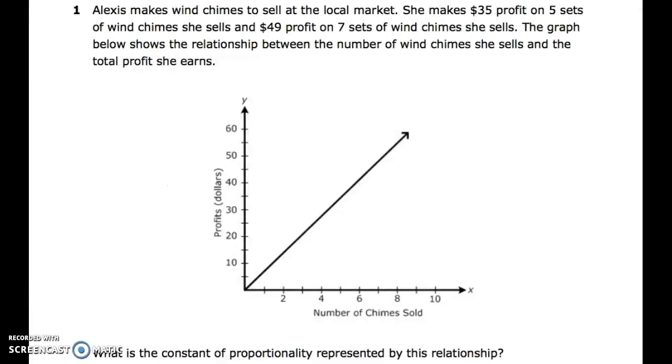Number 1. Alexis makes wind chimes to sell at the local market. She makes $35 profit on 5 sets of wind chimes she sells and $49 profit on 7 sets of wind chimes she sells. The graph below shows the relationship between the number of wind chimes she sells and the total profit she earns. What is the constant of proportionality represented by this relationship?